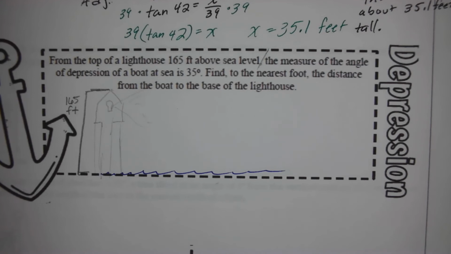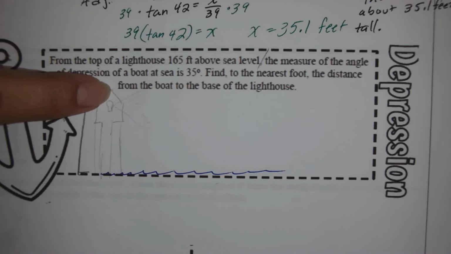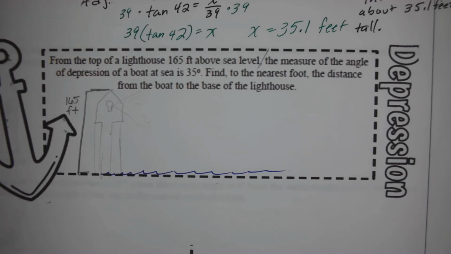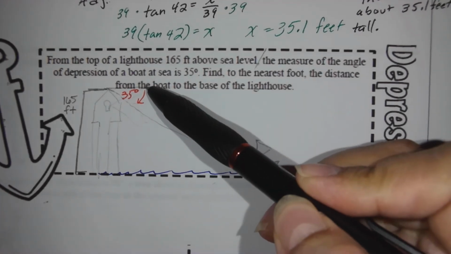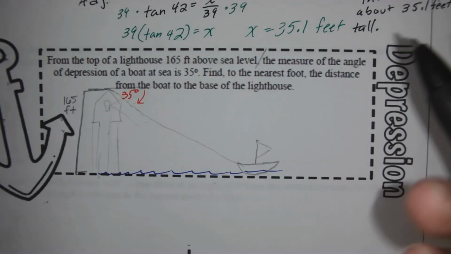Okay, so it's 165 feet above sea level. And remember, it says from the top of the lighthouse, so there's the top right there. Then you're going to use the next piece that says the measure of the angle of depression of a boat at sea is 35 degrees. So we have a boat way out here on the water. We're going to draw that and label our angle. Please do not forget that depression means going down. So that's why you want to label this angle right here going down as 35 degrees.